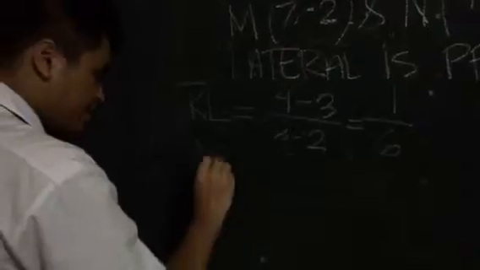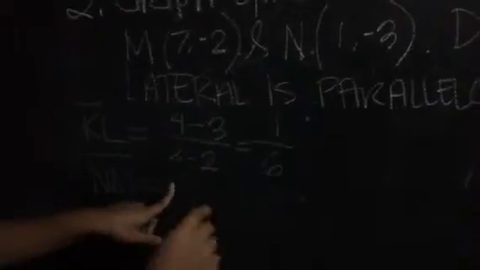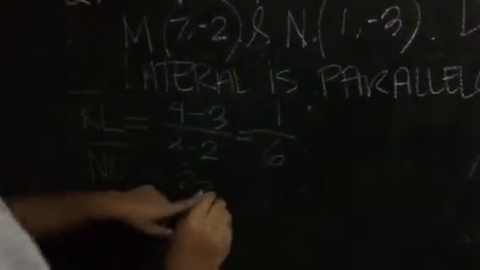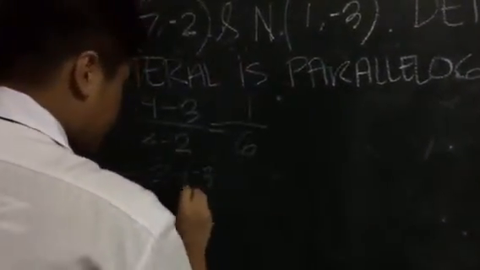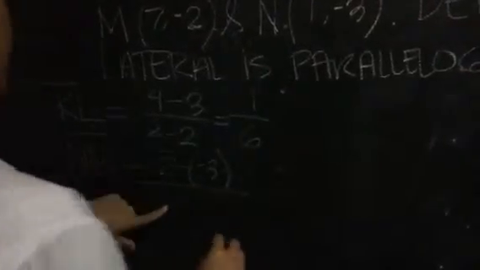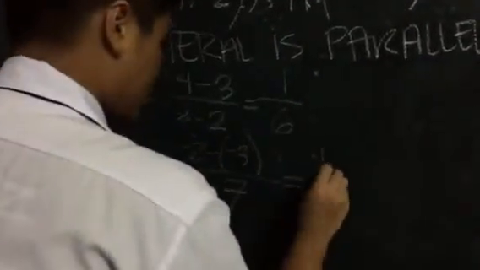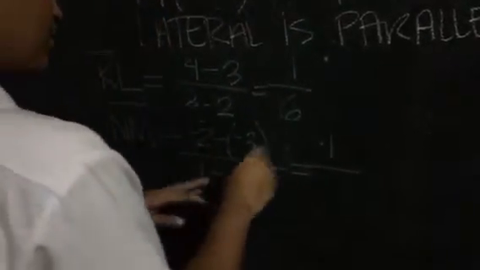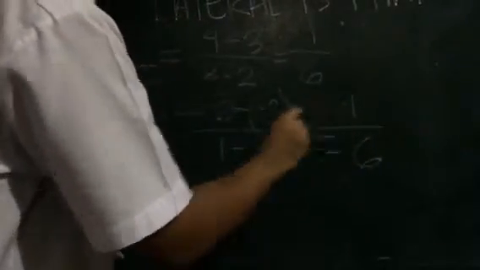The next is NM. The same thing, you use the slope formula. The y sub 2 of NM is -2, and the y sub 1 is -3, so it becomes positive. And for x, it is 1 minus 7. So, -2 minus -3 equals 1, and 1 minus 7 is -6. Again, this is not negative, but it is positive because of this.